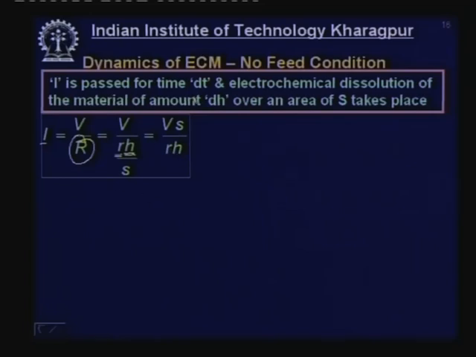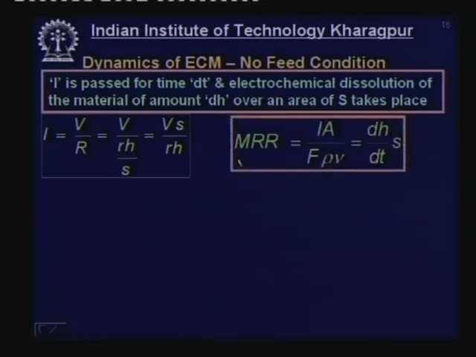So, this is my expression of I in terms of voltage drop, area of the electrode, resistivity and the distance at time t equal to 0. So, this is the expression of material removal rate, IA by F into rho into V. This is the standard expression, but material removal rate is also dH by dt into S, because this is the rate at which the material is being consumed or dissolved into the area.